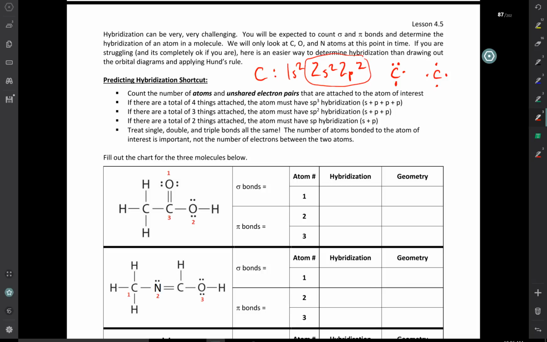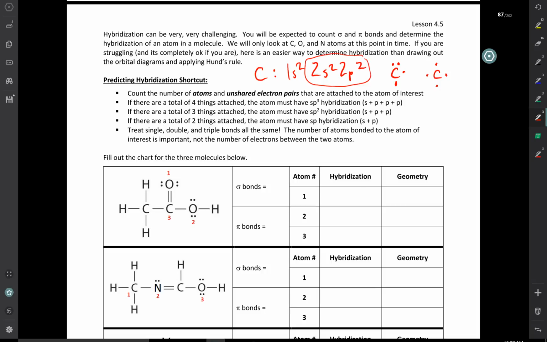Please remember that you want to treat single, double, and triple bonds as though they are all the same. The number of atoms bonded to the atom of interest is important, not the number of electrons between the 2 atoms. So again, we're counting things attached to the atom of interest. Those things can be other atoms, or they can be unshared pairs. If it's another atom, it doesn't matter how the 2 atoms are bonded together. So it doesn't matter if it's single, double, or triple bonds. It just matters that there's something else attached to the atom of interest.